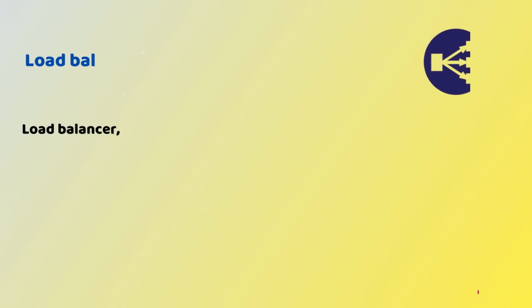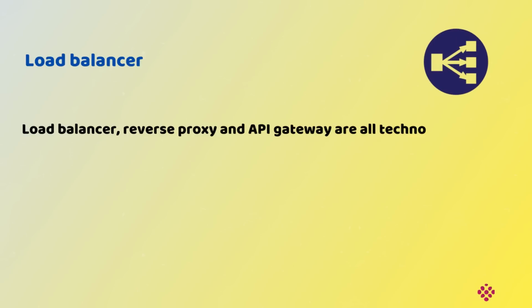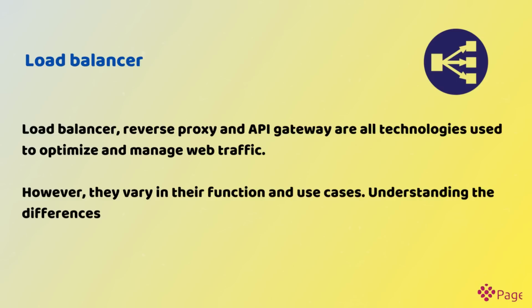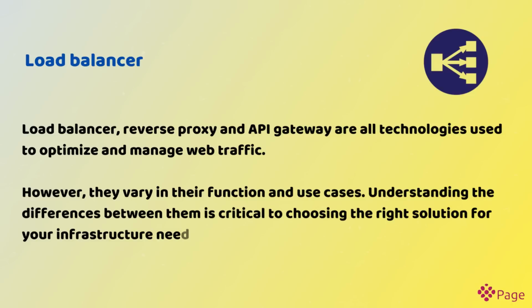Load balancer, reverse proxy, and API gateway are all technologies used to optimize and manage web traffic. However, they vary in their function and use cases. Understanding the differences between them is critical to choosing the right solution for your infrastructure needs.